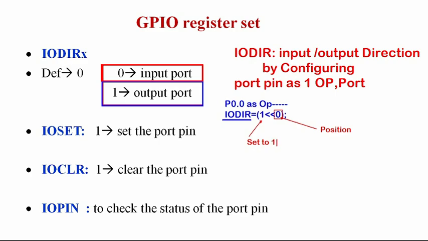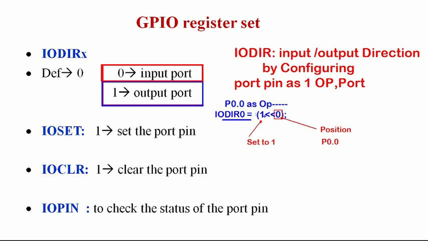In this way I'm going to configure an output port. IODIR is a register. In this register I want to configure bit number 0, which is position P0.0. One small correction: it should actually be IODIR0 here. So it should be like this.